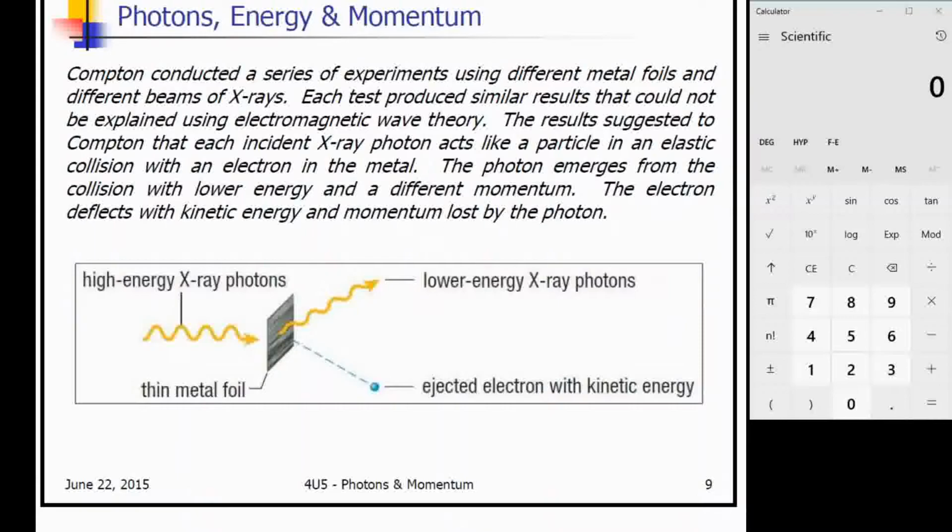So he did this experiment with a number of different metals using different types of X-ray beams as well, and he found that the wave theory of light could not explain this well. Einstein's quantum theory of light did explain it well. So this was something that also strengthened the theory of the quantum nature of light as well.